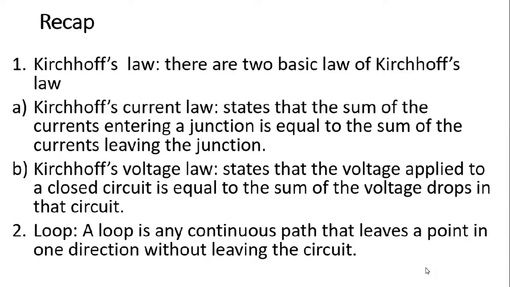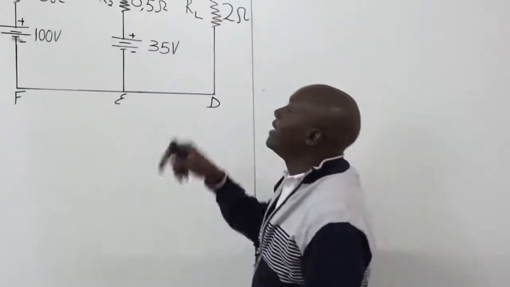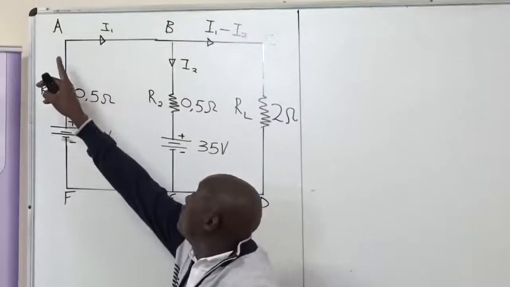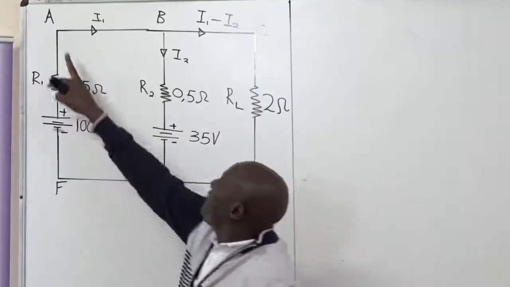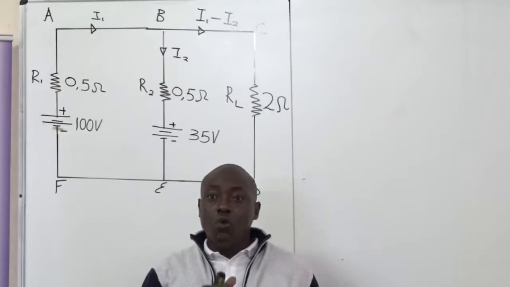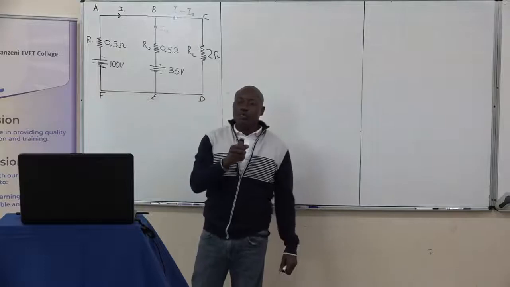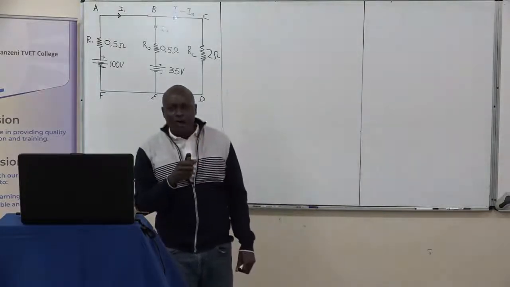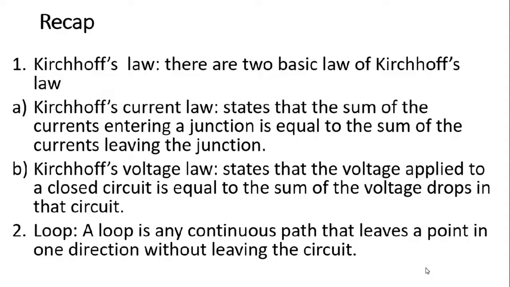Now, if you look at our circuit diagram, it has been labeled A, B, C, D, E, F, and this labeling is our loops. In making our calculations, we are going to use our loops. We can ask ourselves, what is a loop? A loop is any continuous path that leaves a point in one direction without leaving the circuit.